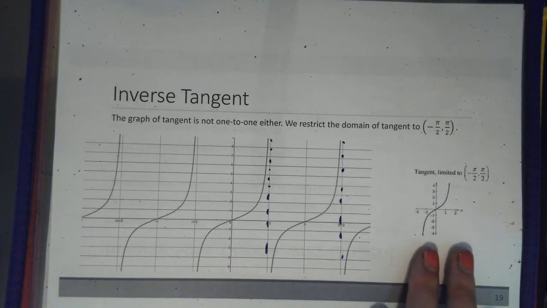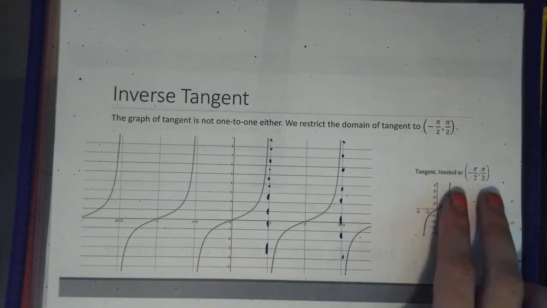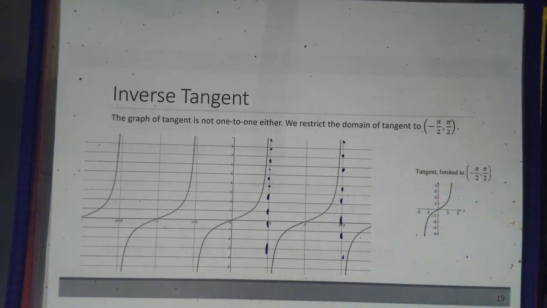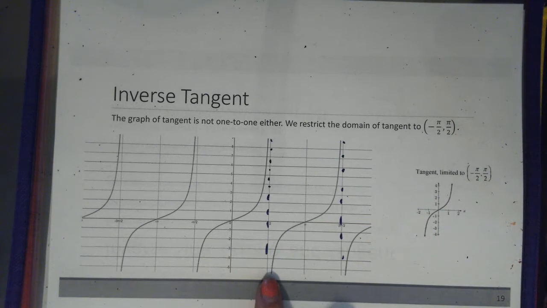Notice that with tangent, when we're restricting it, we're using parentheses on negative pi over 2 to pi over 2, and that's because of the vertical asymptotes. We can't actually include them. Whereas with sine and cosine, when we restricted their domains, we were allowed to include their endpoints.